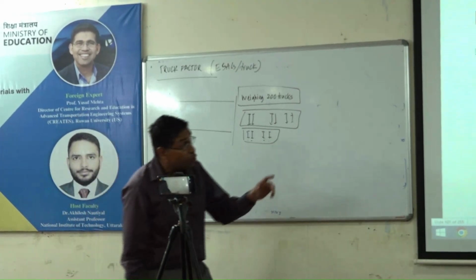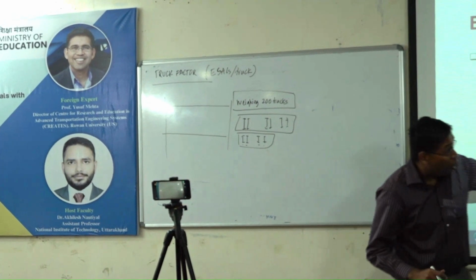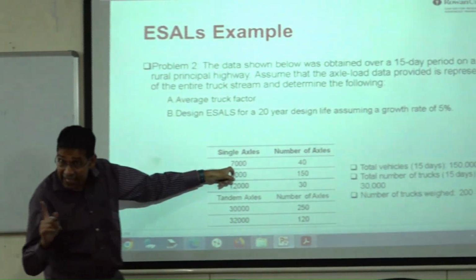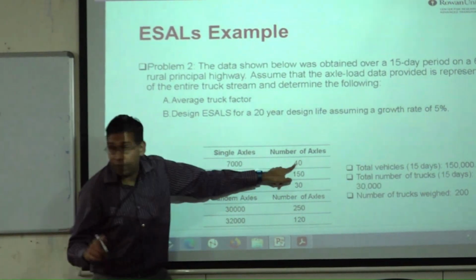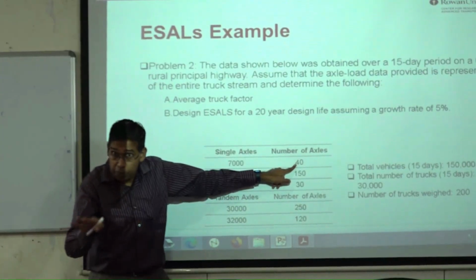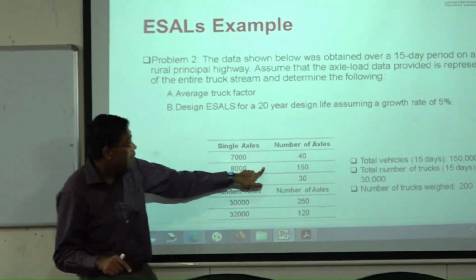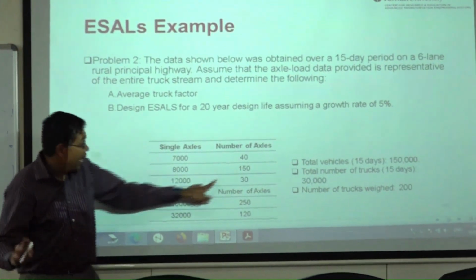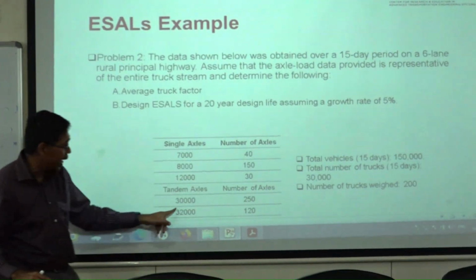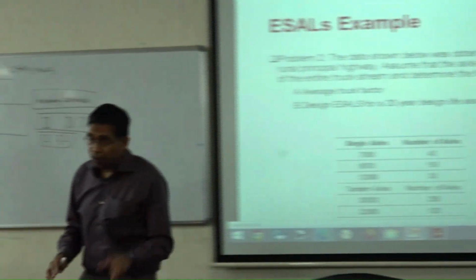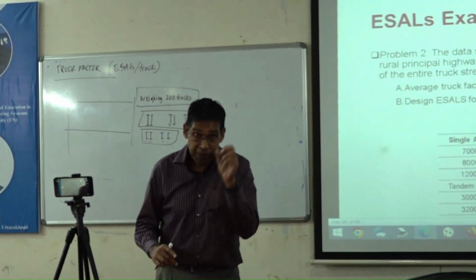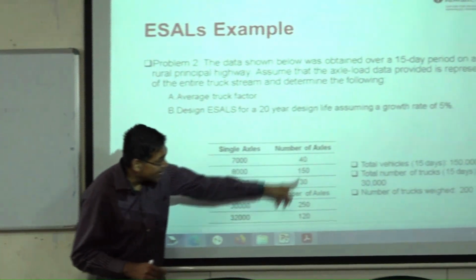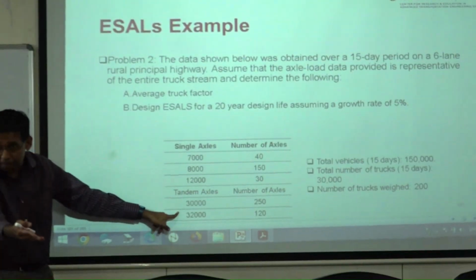So now, of all the 200 trucks I counted, there were single axles which weigh 7,000, there were 40 of them. I want to understand what this means. There were single axles with a weight of 8,000, 150 of them. You got it? And then 12,000 single axles, 30 of them, tandem, and so on and so forth. So I want to clearly understand what this means. The 200 trucks I weighed had this many axles with these weights because I weighed them. You got it?